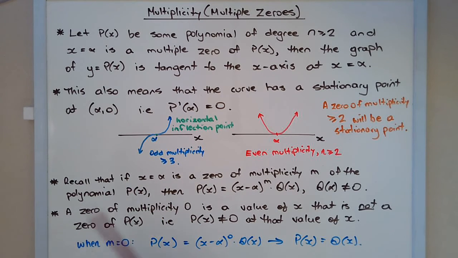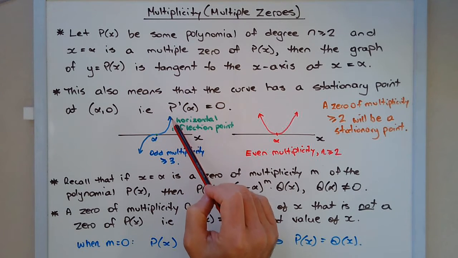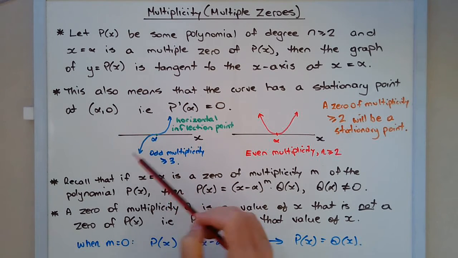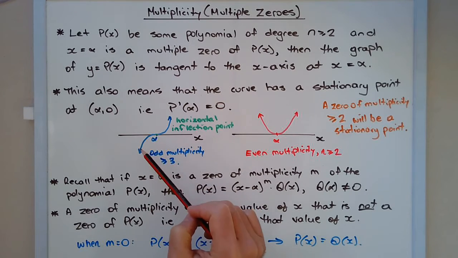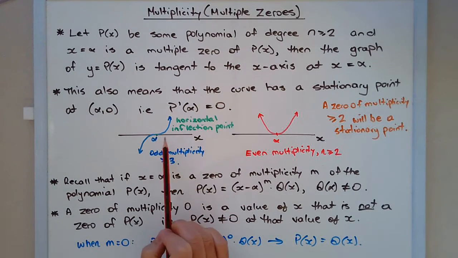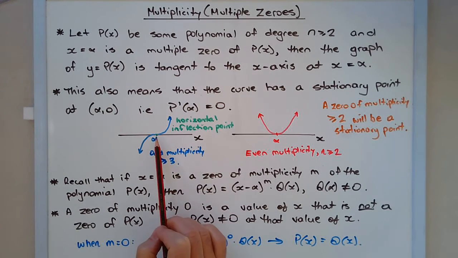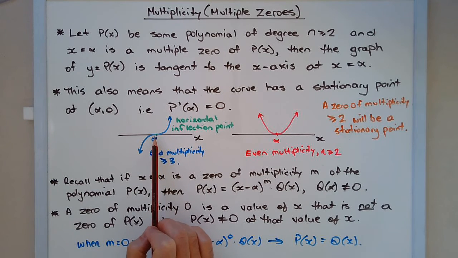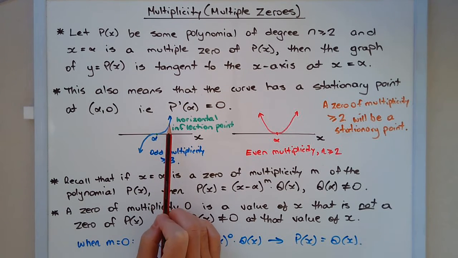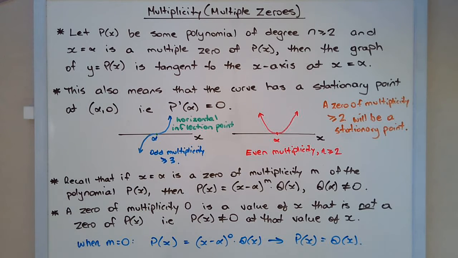Now graphing y equals p of x at around x equals alpha, where alpha is the zero of p of x, when the multiplicity is odd, so greater than or equal to 3, so 3, 5, 7, and so on, the graph of y equals p of x will take the shape of what resembles a cubic curve. So the curve will have a horizontal inflection point at x equals alpha. So the curve will be horizontal at x equals alpha, but will cross or pass through the x-axis at that point.